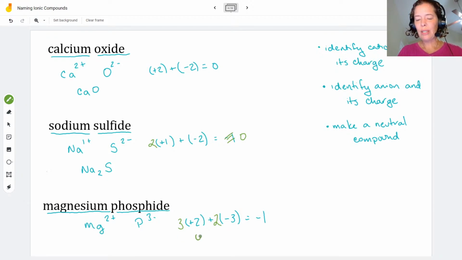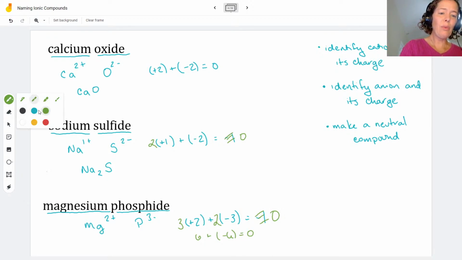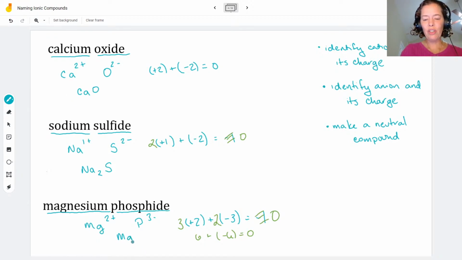3 times 2 is 6, plus 2 times -3 is -6. That does give us 0. So this does work. So we're going to have 2 multipliers in this compound. We have a 2 with the magnesium, so we're going to write Mg, again, with a 3 as a subscript. And then the phosphorus, we use a multiplier of 2. And so that is our molecular compound.